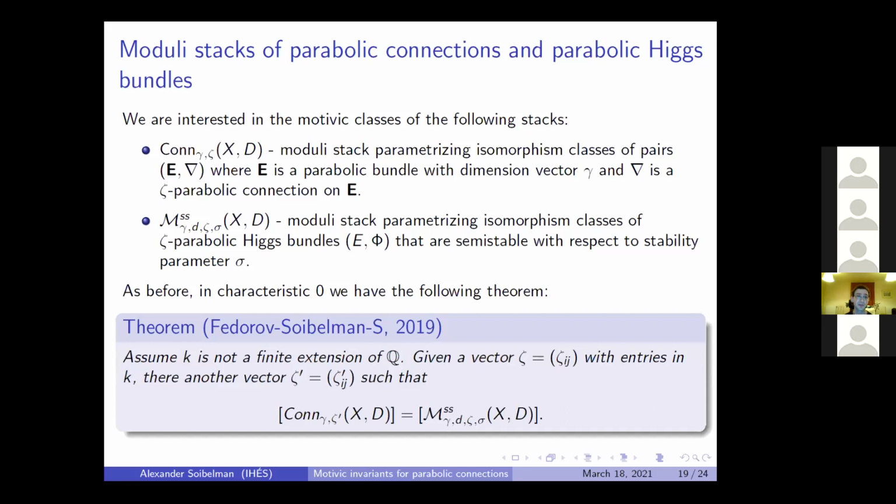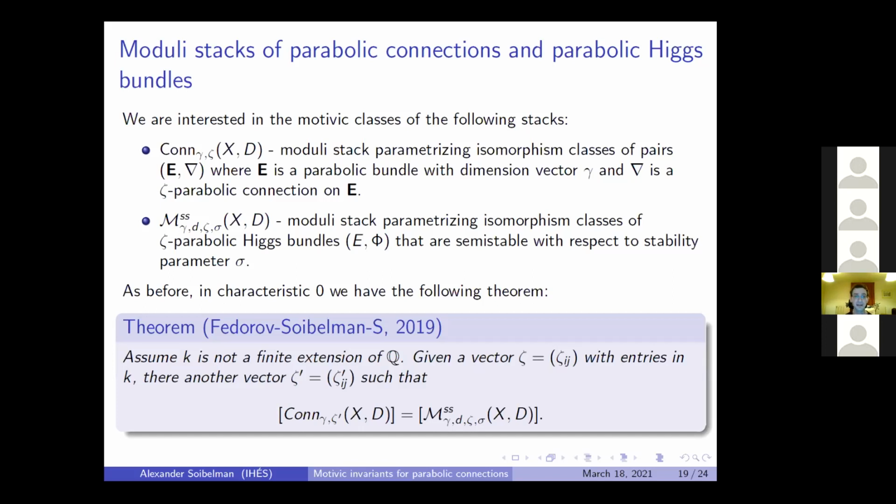And so you can also do the same kind of thing with Higgs bundles. So I'm looking at the moduli stack of semi-stable Higgs bundles, where I'm fixing a bunch of parameters. So I'm fixing the dimension vector, I'm fixing the degree of the vector bundle, I'm fixing the vector of eigenvalues, and I'm also fixing the additional stability parameter sigma. And so fixing all of those things, I can talk about Higgs bundles that are zeta parabolic and that are semi-stable with respect to the stability parameter sigma.